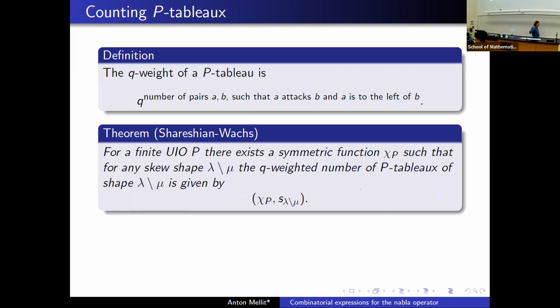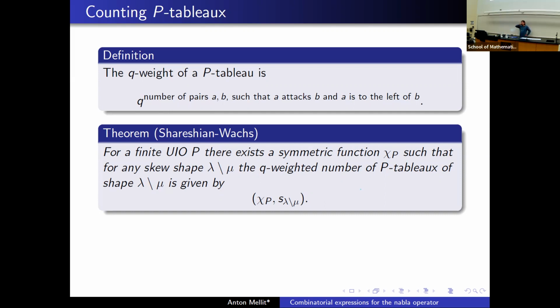counting statement for ordinary tableaux. It is the following. Take a finite unit interval order, or a Hessenberg function, if you like. The statement is that there exists a symmetric function, which we denote chi p, such that for any skew shape, the q-weighted number of p-tableaux of that shape is given by the scalar product of chi p and the corresponding skew Schur function.